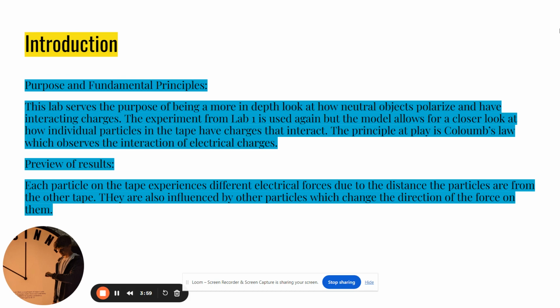In a preview of the results, each particle on the tape experiences different electrical forces due to the distance the particles are from the other particles on the other tape. They are also influenced by other particles, which change the direction and force on them.